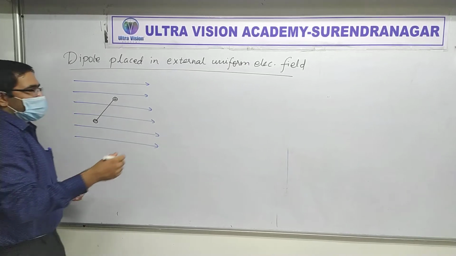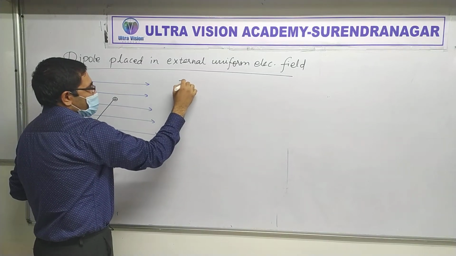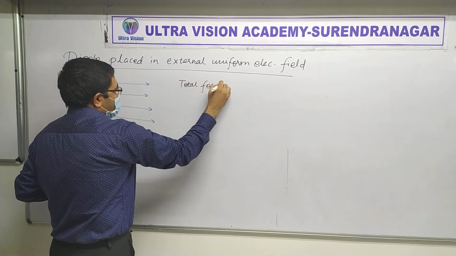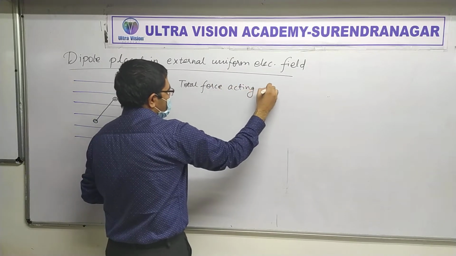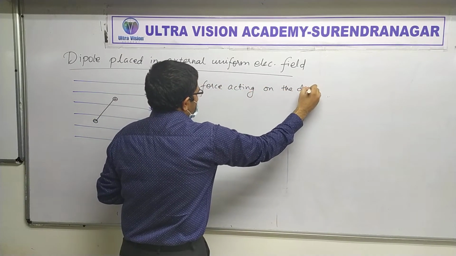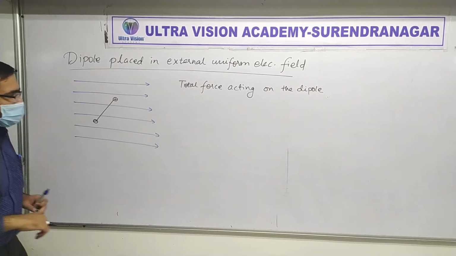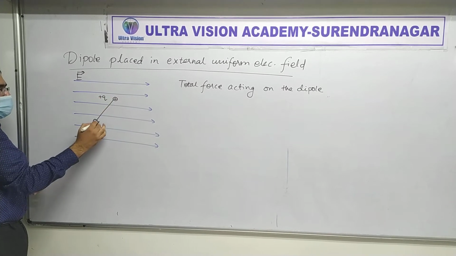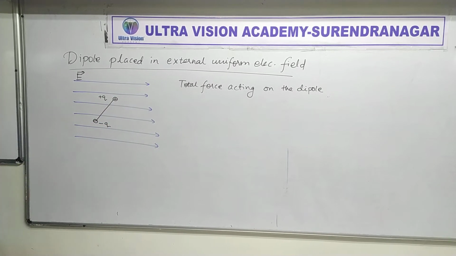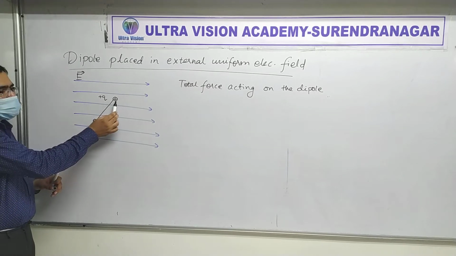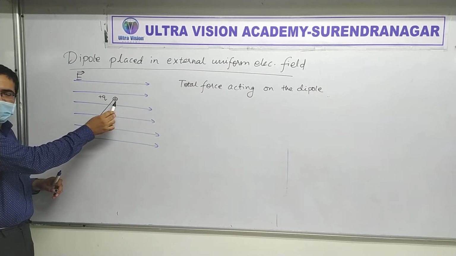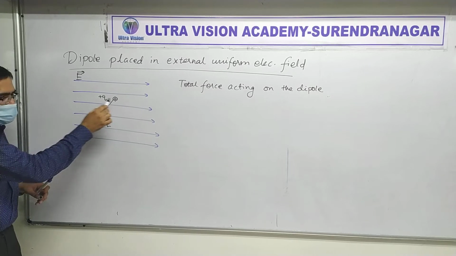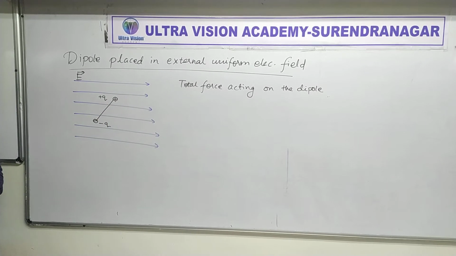Now, let's talk about the total force acting on the dipole. How many forces are going to act on the dipole? Think about it. Let's say the uniform electric field is E vector. This charge is plus Q and this charge is minus Q. Okay. Will a force act on this positive charge? Yes or no? Yes. Is it right?